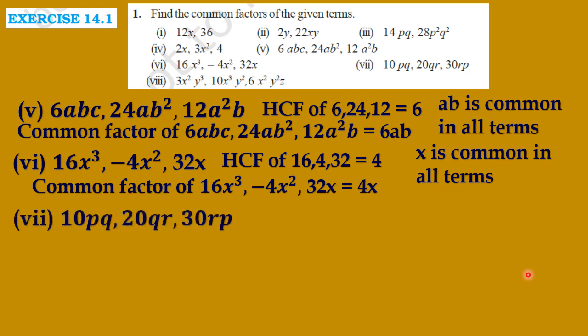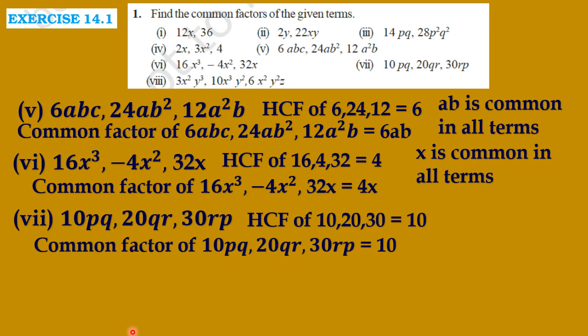Seventh one, 10pq, 20qr, 30rp. So 10, 20, 30. Yes, 10 is the HCF. Now see the variable P. P is there in only 2 terms. Q is also there in 2 terms only. R is also in 2 terms. So there is no variable common in all the 3 terms. So only 10 is the common factor of these 3 terms.